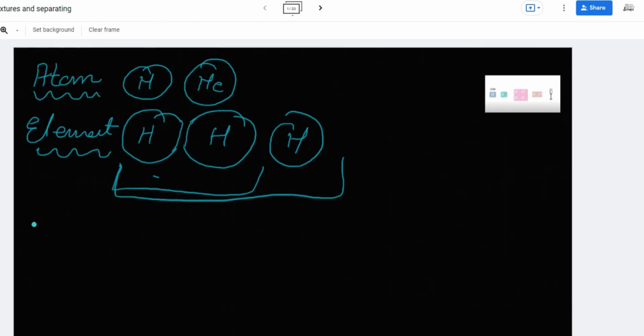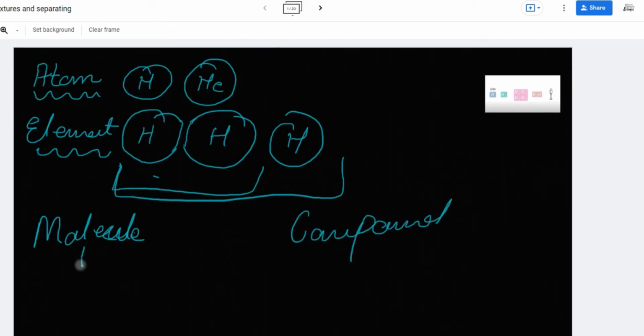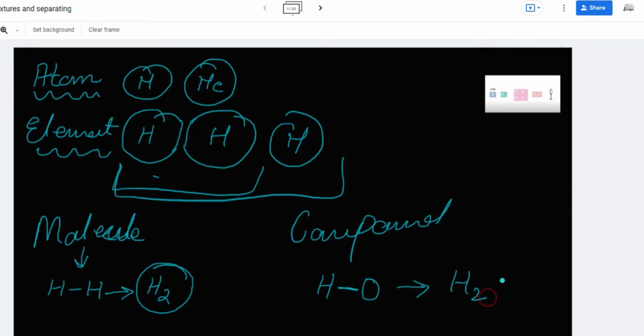Then what's a molecule and what's a compound? A molecule is a combination of same atoms. Let's suppose hydrogen and hydrogen just make a bond, chemically bonded, then this will create a hydrogen molecule like this. But if hydrogen combines with an oxygen atom, which is a different atom, then they will create a compound. So a molecule is a combination.